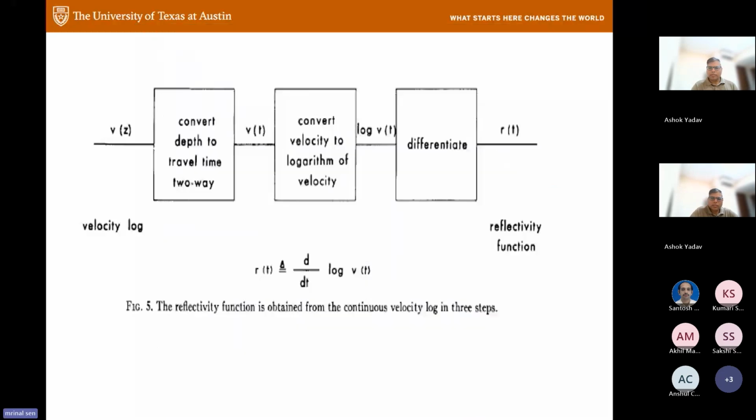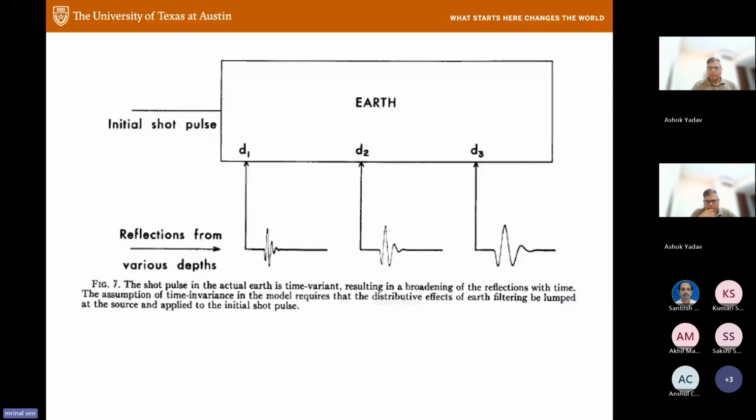So what you do is take the velocity, and convert the depth to two-way travel time, which is a function of t, and then compute the reflection coefficient. In this case, it's the logarithm of v, but it's actually the logarithm of impedance. And this gives you your reflection coefficient. So if you have these different depths, you can have reflections showing up like this.